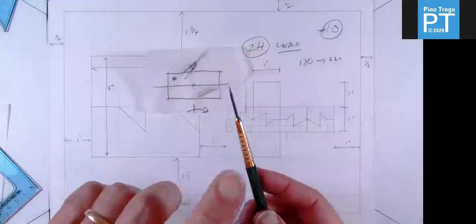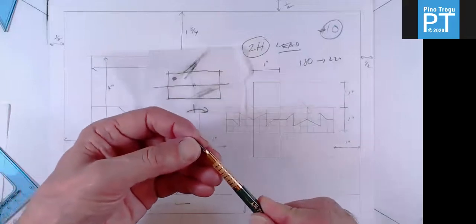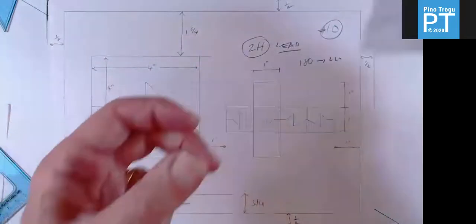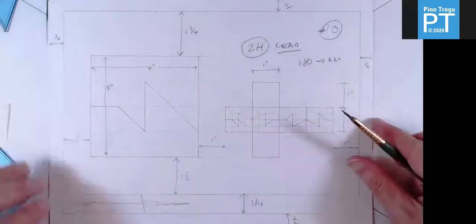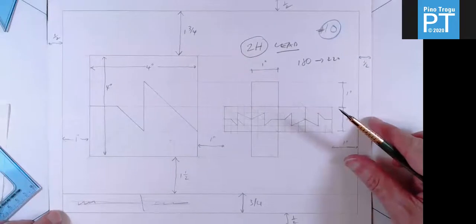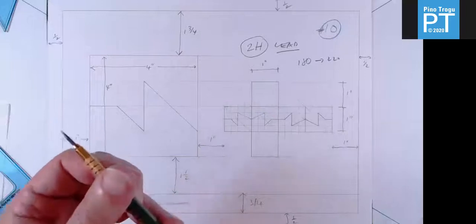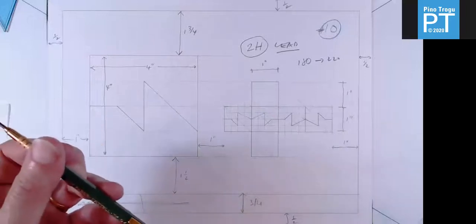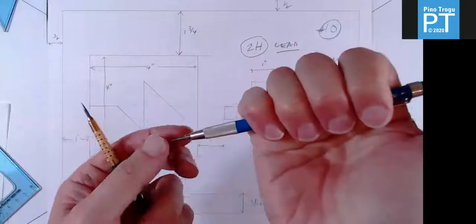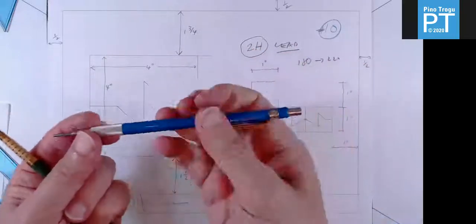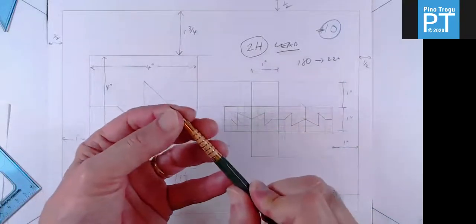But because it's HB, it's going to get blunt pretty fast. Again, I'm doing it for the video so you can see, but a 2H wouldn't do that. And some of these lead holders, I think the one that I specified, I think it's this one, the Staedtler, should come already with 2H. Okay, so the mechanical pencil is sharp.